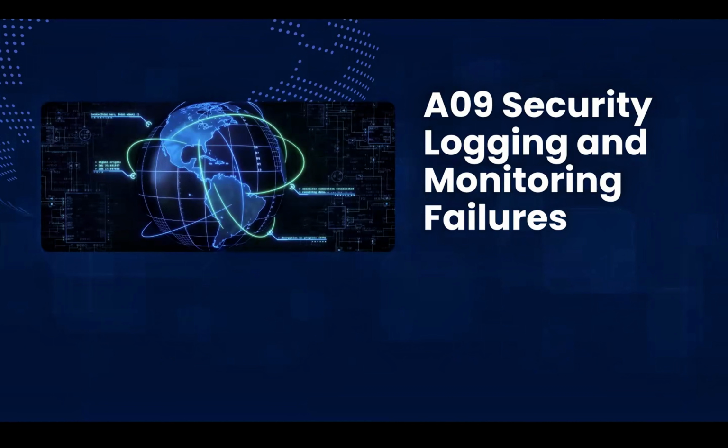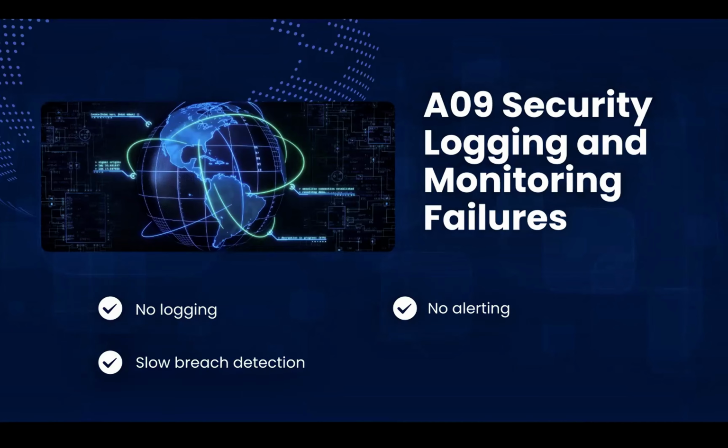Next, we have security logging and monitoring failures. There is one thing in cybersecurity: if you cannot see it, you cannot stop it. For you to stop it, you have to see it first. And this is why security logging and monitoring is very important. So when we experience security logging and monitoring failures, that means that there is no logging, there is no alerting, and breaches go undetected for long periods. That is, we're going to have slow breach detection, and this helps attackers to remain inside systems unnoticed.